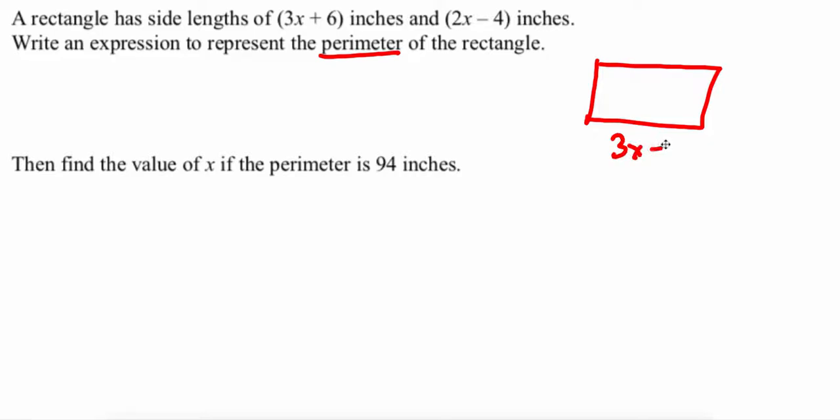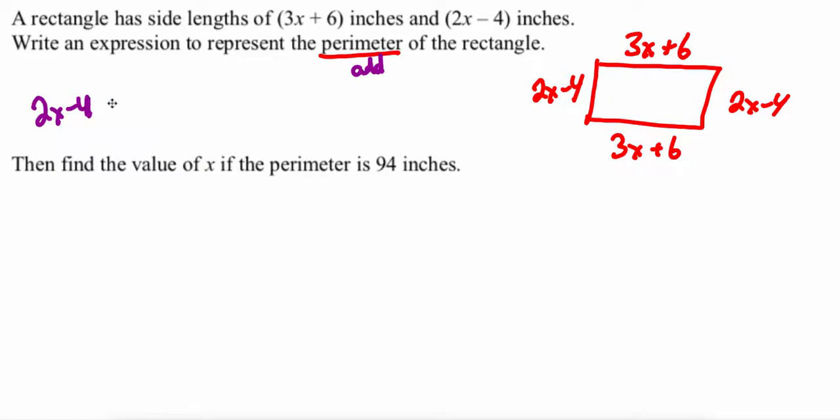I have 3x plus 6, 2x minus 4. But the important part for perimeter is make sure you do it for all of the sides. 2x minus 4. And we want to find the sum of all the sides. We want to add the sides for perimeter. So I do 2x minus 4 plus 3x plus 6 plus 2x minus 4 plus 3x plus 6. So I'm just adding together all the sides.